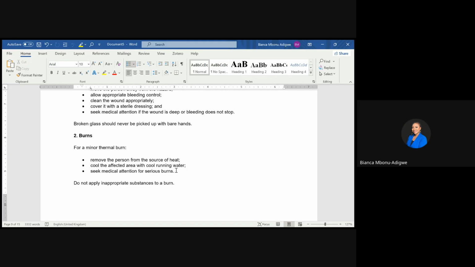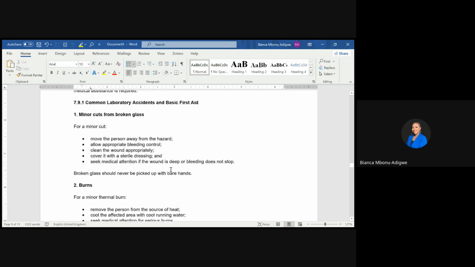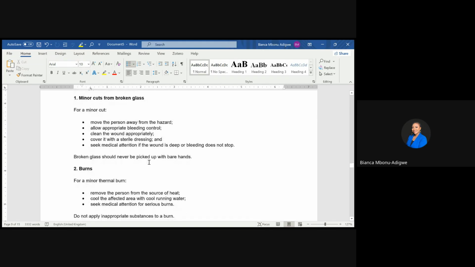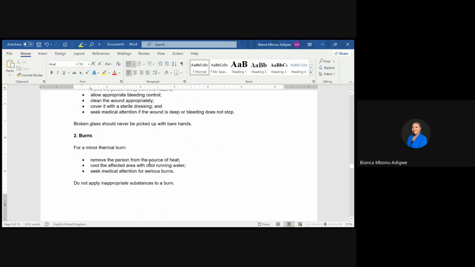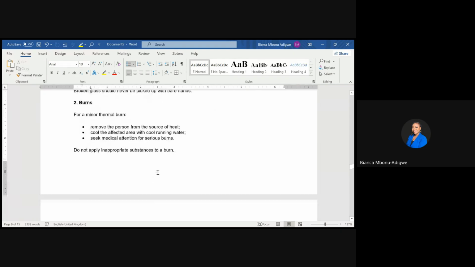Remember that first aid is just immediate assistance before professional medical care comes. The first thing you do, let's say if it is a cut from broken glass, clean the wound, cover it with a sterile dressing, and then call your nurse, seek medical attention. If it is burns, maybe the child has touched a hot surface, cool the place with cold water or running water, and then call the nurse.